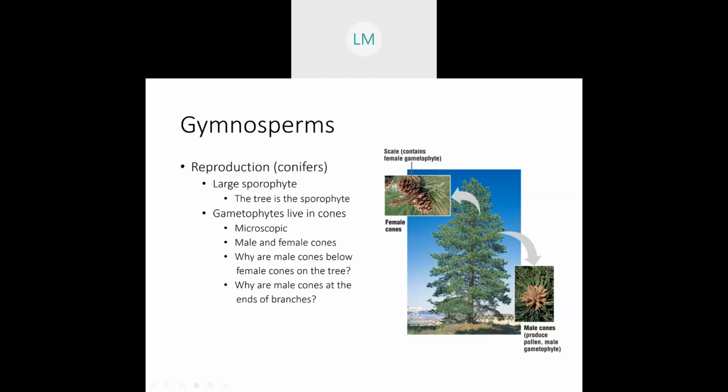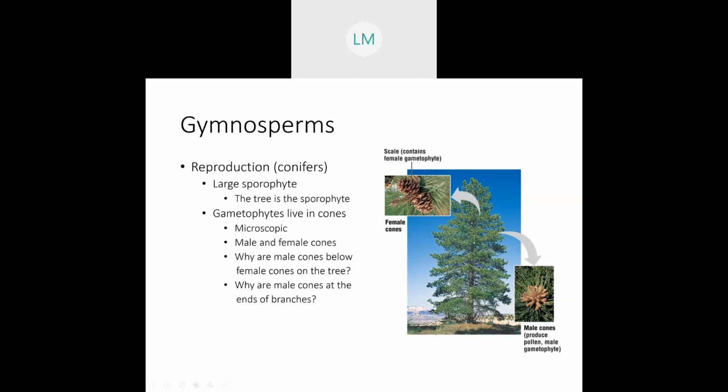So if we think about why that is, why are male cones below the female cones? This is basically to prevent self-fertilization. So this plant has the ability to self-fertilize. These male cones have the ability to fertilize the female cones, but that's not ideal. We don't want to self-fertilize if we don't have to. It's much better for us to cross-fertilize with another individual. So to help prevent self-fertilization, these male cones are going to be below the female cones.